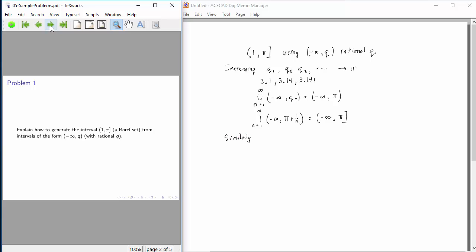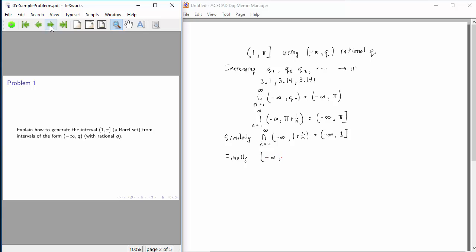And I can do exactly the same thing, of course, with 1 instead of pi. Now what else can we do in a sigma field? Well, we can form complements.